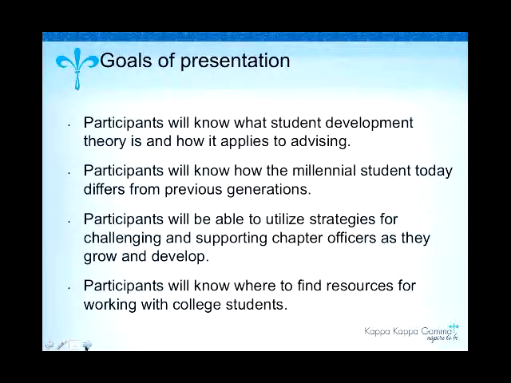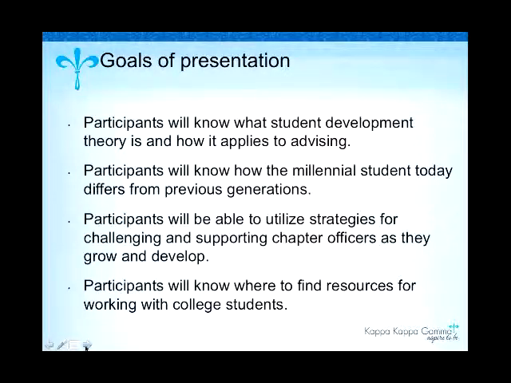A couple of goals for tonight's presentation: for participants to know what student development theory is and how it applies to advising. Participants will know how the millennial student today differs from previous generations, and be able to utilize strategies for challenging and supporting chapter officers as they grow and develop. And participants will know where to find resources for working with college students.